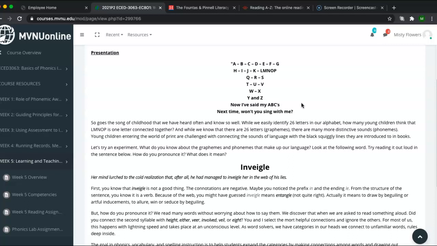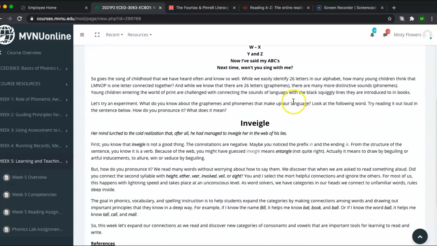Okay, let's try an experiment. Look at this word. Try reading it out loud in the sentence below. How do you pronounce it, and what does it mean? Inveigle. Her mind lurched to the cold realization that, after all, he had managed to inveigle her in the web of his lies.